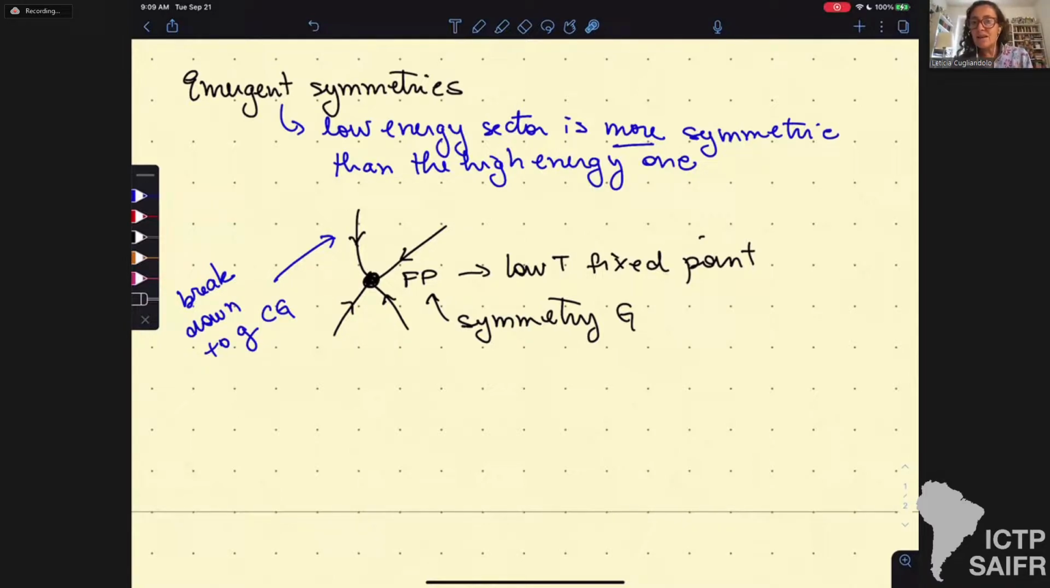Sure. Is this the same mechanism that is usually called order by disorder in the classical realm, let's say, that was discussed by Villain in the 80s? Okay. I think order by disorder is slightly different.